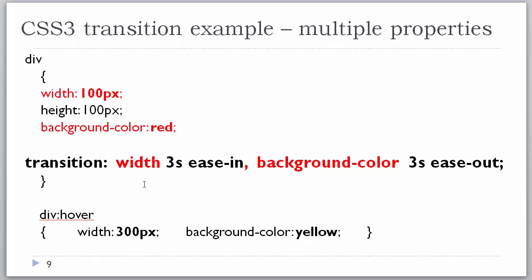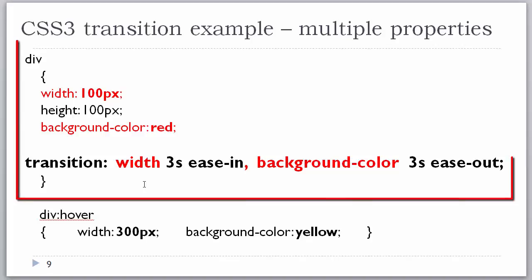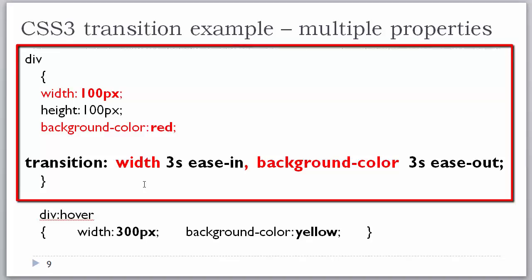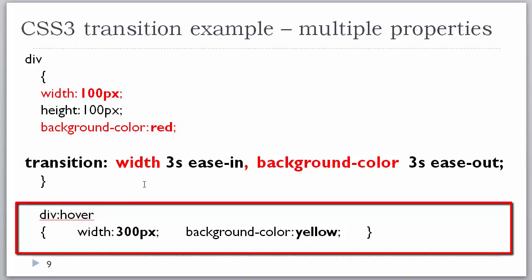Let's take a look at how we might use transition several properties. In my first div, I have a width of 100, height of 100, and a background color of red. And in this situation, we're going to transition our width and our background color. And that will be accomplished with the hover. So in the styles for my hover, I need to establish the new value for the width that will be transitioned to, and the new value for the background color that will be transitioned to.